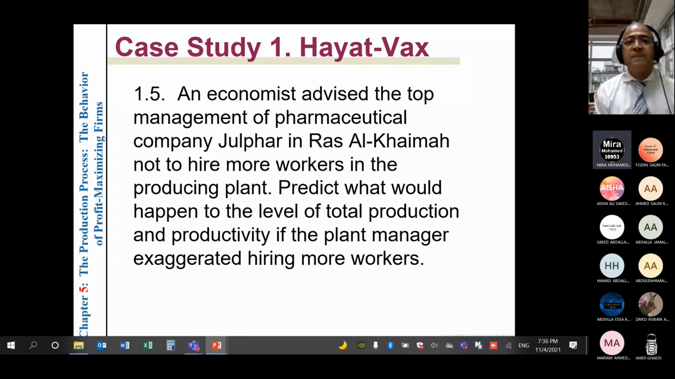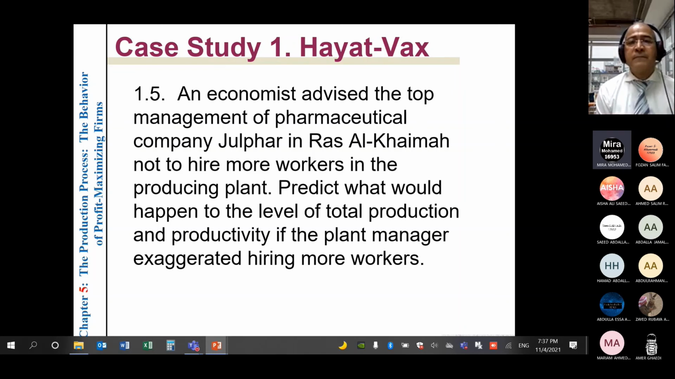An economist advised the top management of pharmaceutical company Julphar in Ras Al Khaimah not to hire more workers in the producing plant. Predict what would happen to the level of total production and productivity in the plant.